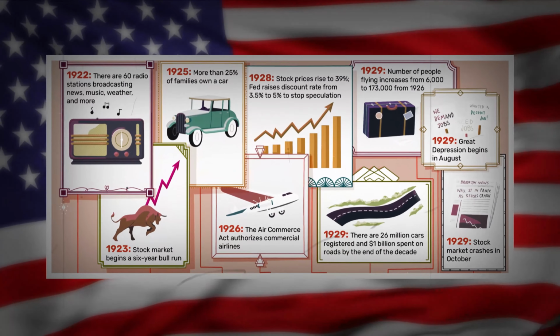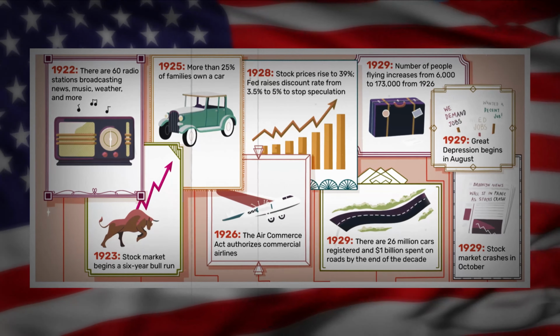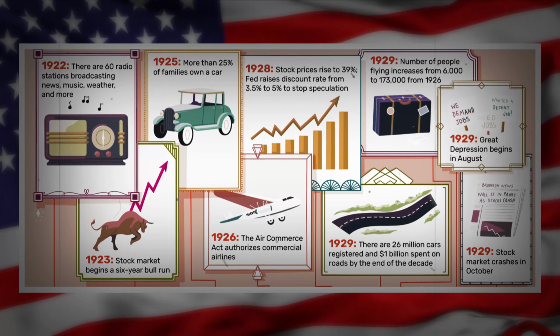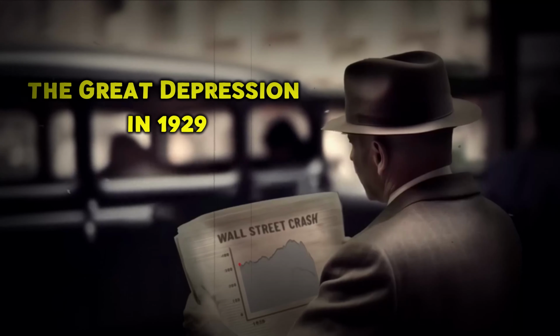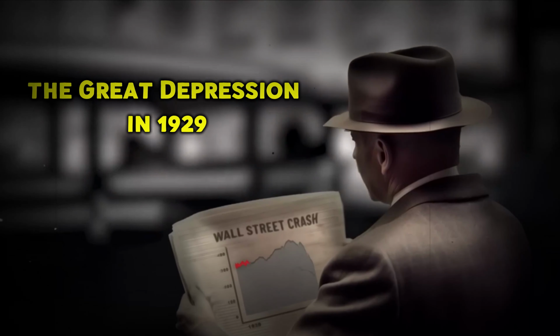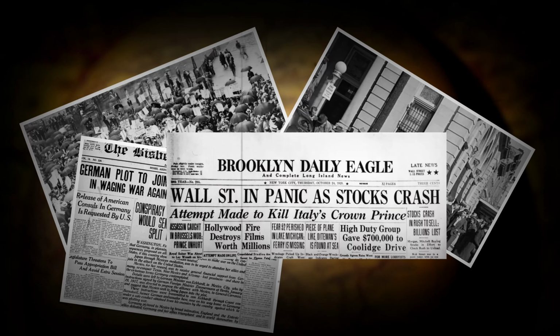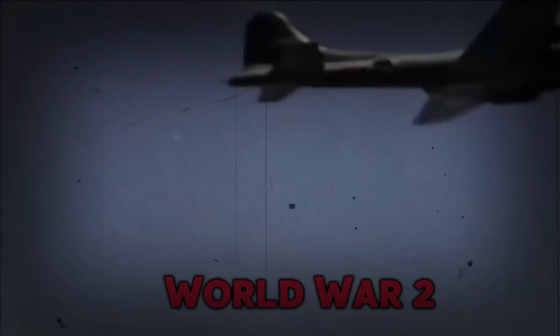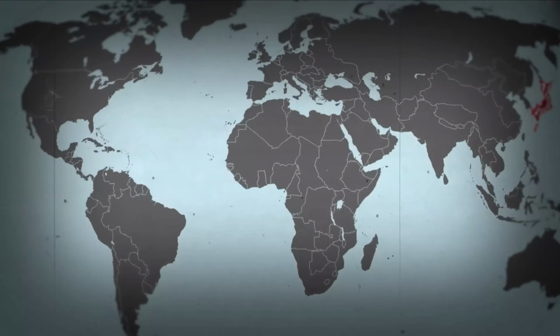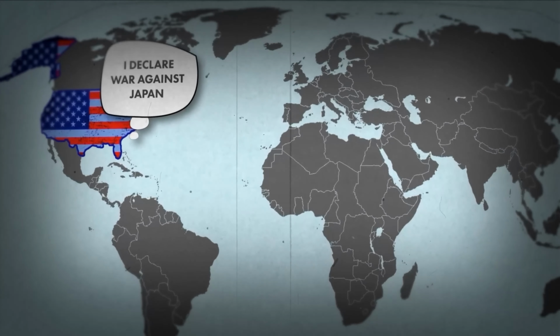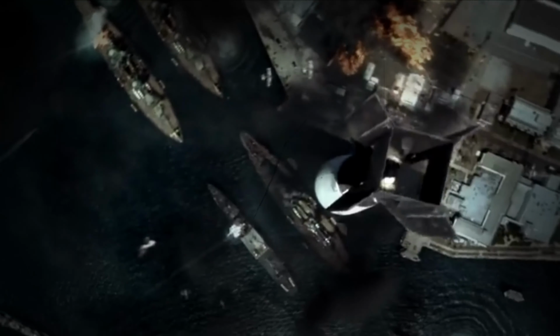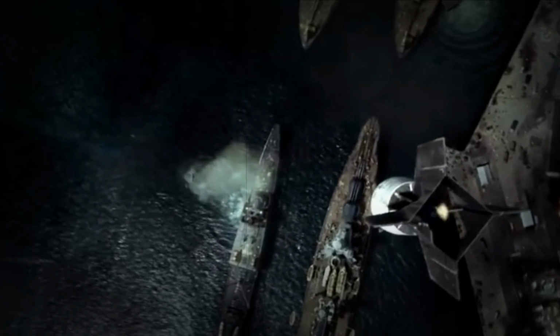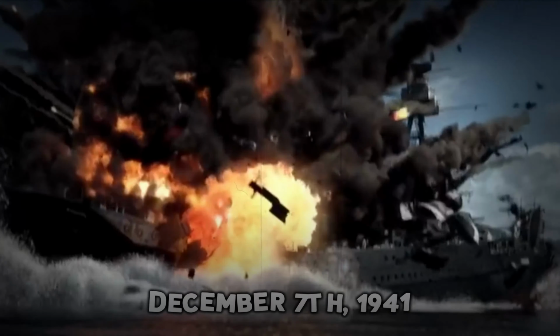Following these events, the American economy experienced significant growth and prosperity until the onset of the Great Depression in 1929. This catastrophic event sent shockwaves around the world and set the stage for the outbreak of the Second World War. The United States entered the conflict as part of the Allies after the devastating attack on Pearl Harbor by the Japanese Empire on December 7, 1941.